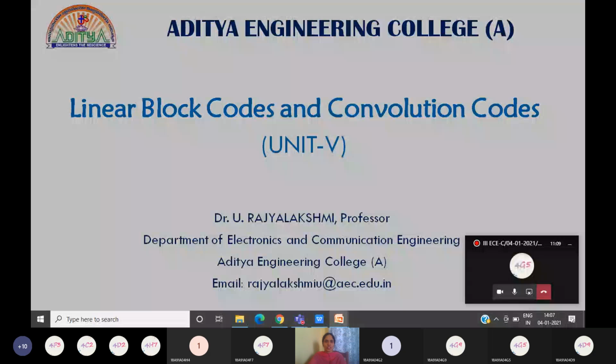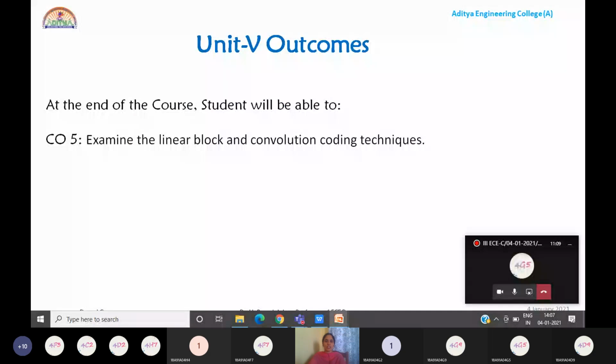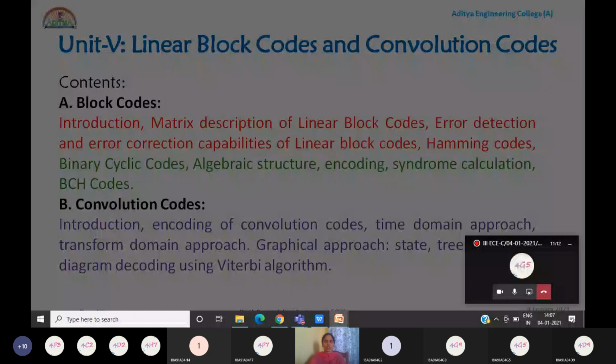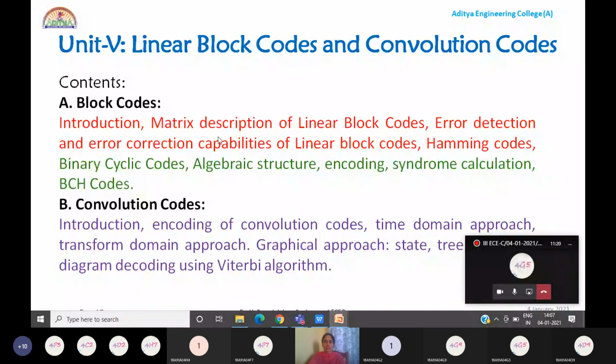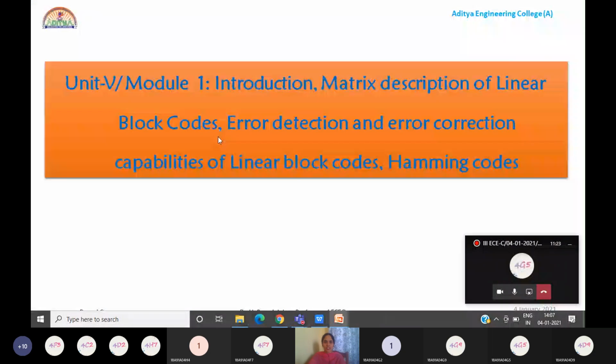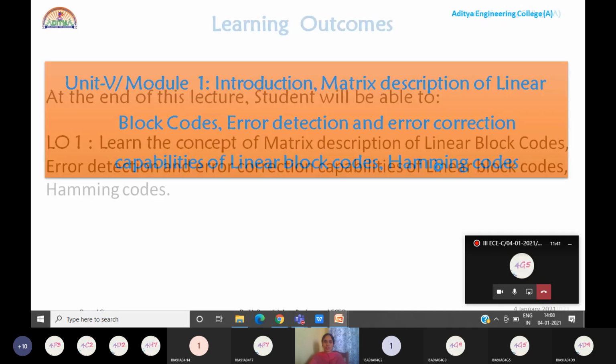Today we continue with the fifth chapter, module 1. Actually, we started module 1 in the earlier classes, where we gave the introduction to linear block codes. In today's class, let us go through the matrix description of linear block codes. We have started that concept and are in the middle of it. We can complete that portion and continue with some problems regarding the error detection and error correction capabilities of linear block codes.